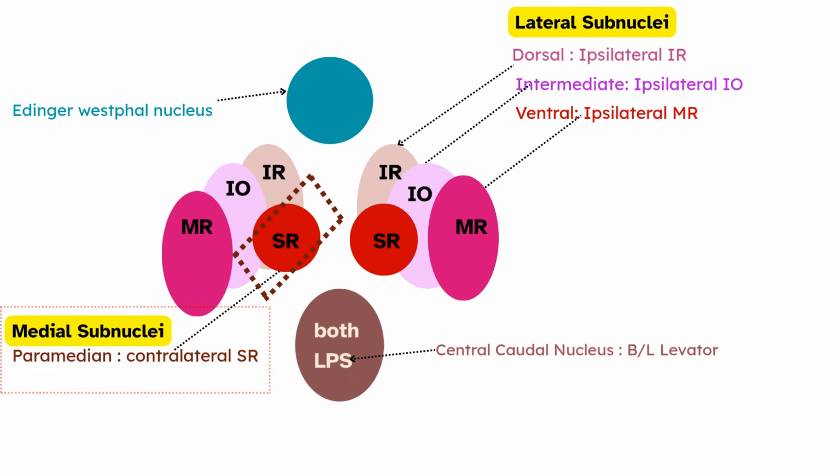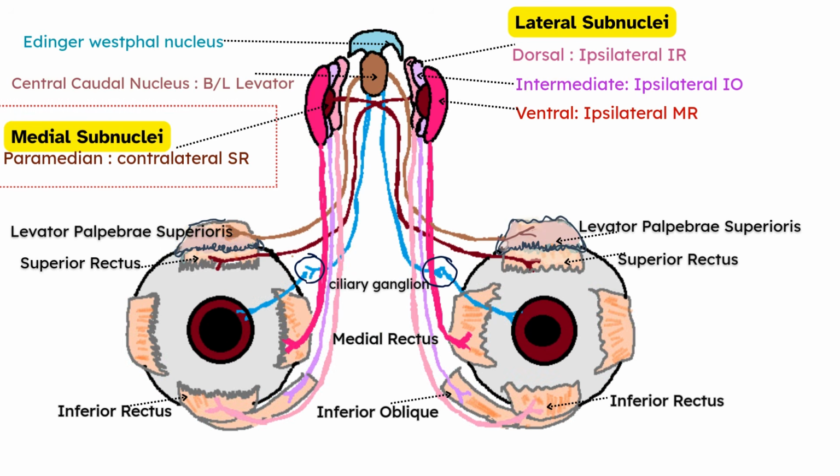Now, the median or the paramedian nucleus supplies the contralateral superior rectus. So, there's a crossover only for the superior rectus fibers, and this occurs at the level of the medial subnucleus and not the lateral ones. So, this schematic shows the crossing clearly. The medial subnuclei sends fibers to the contralateral or the opposite superior rectus.